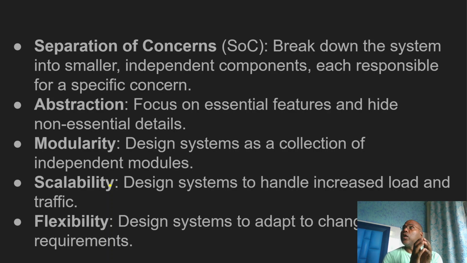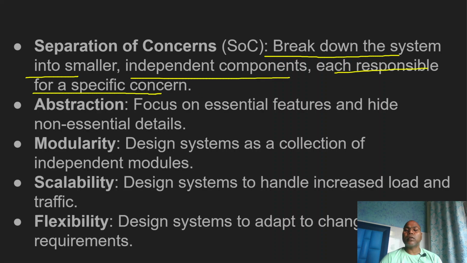So the first thing: whatever our requirement is, we have to break down the system into smaller independent components, each responsible for a specific concern or a specific function. That is known as separation of concerns. Whenever you are going to design for a customer requirement, read it carefully and try to break down what the different sub-parts or subsystems are, and design them independently.